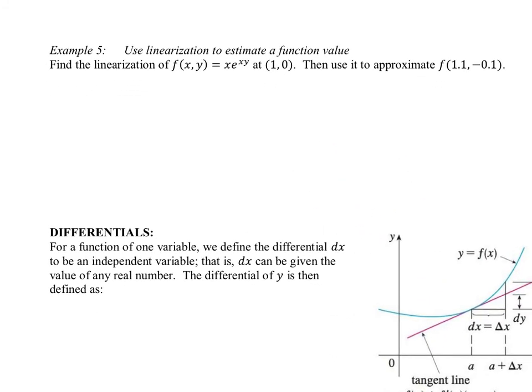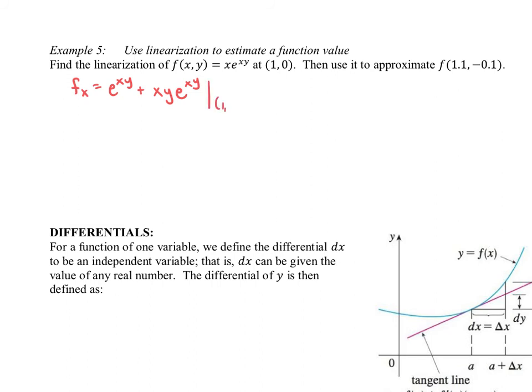All right, example 5. Same thing here, except we're going to use the linear approximation. So let's do the linear approximation first. We have f sub x, so we have e to the xy. Be careful here because this is the product rule and the chain rule. So when we're taking the derivative of x times e to the xy, the derivative of x is 1, so I have just e to the xy plus x times the derivative of e to the xy, which by the chain rule would be a multiplication of y. So this is the product rule with the chain rule.